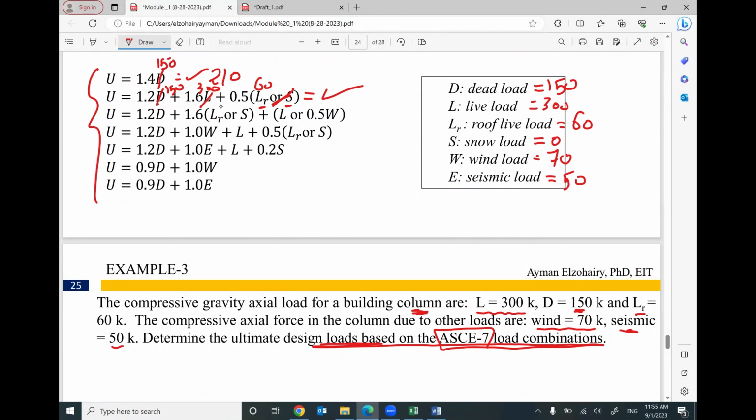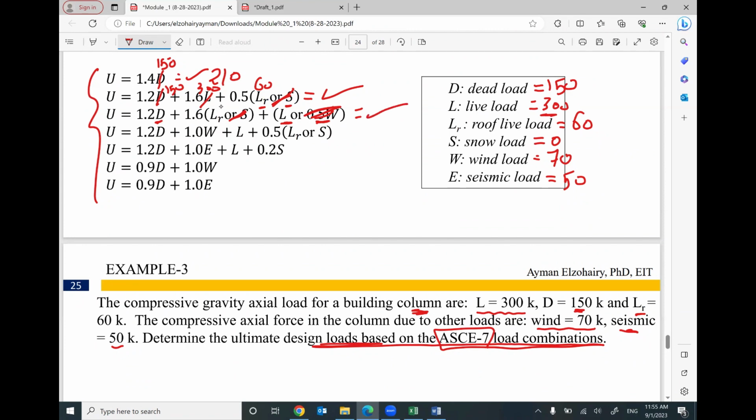And the next combination, your dead is 150. We have LR and S. We don't have S, it's 0. So I'm going to use LR, which is bigger, 60. We have L or 0.5 W. Go ahead and do your math calculation. Your L is equal to 300. 0.5 W will be 35. So I'm going to use L, which is bigger.